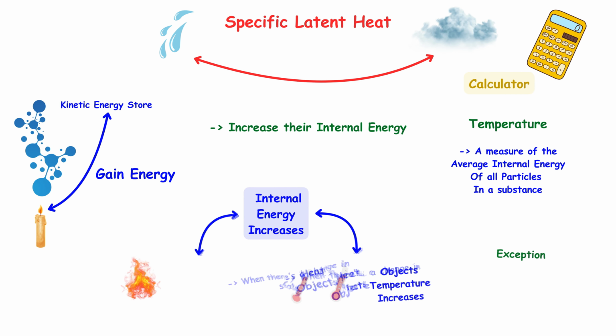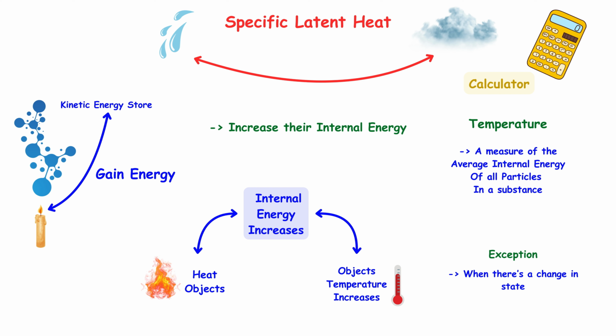In today's video, we're going to explore the concept of specific latent heat and see how to use it in calculations. In the last video, we saw that as we heat up a substance, the particles gain energy in their kinetic energy store, which increases their internal energy, and since temperature is just a measure of the average internal energy of all the particles in a substance, heating something usually increases its temperature.